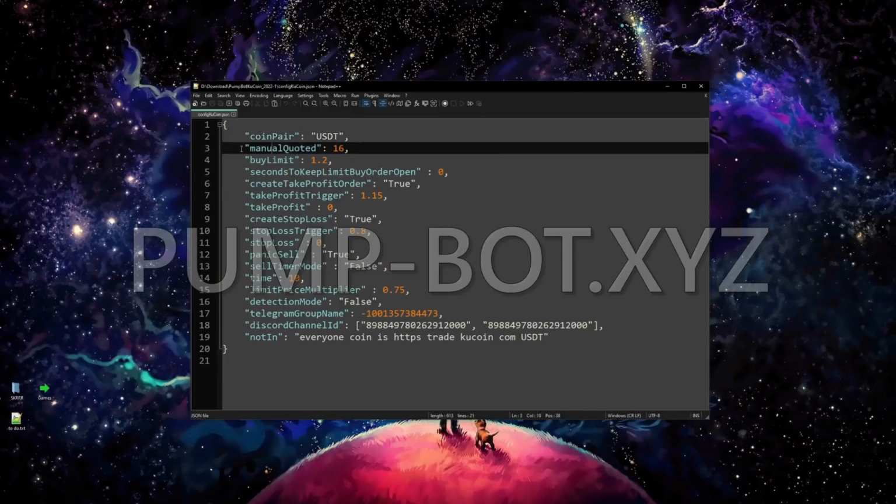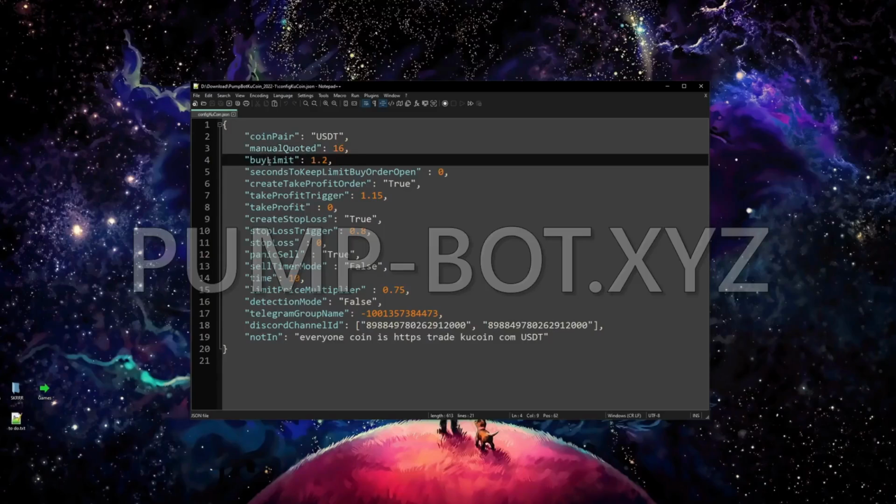Manually quoted stands for how much USDT or BTC you want to spend in the pump. If you set this number to 100, PumpBot will buy 100 USDT worth of the coin. In case of Bitcoin, you have to use the amount of Bitcoin you want to spend.